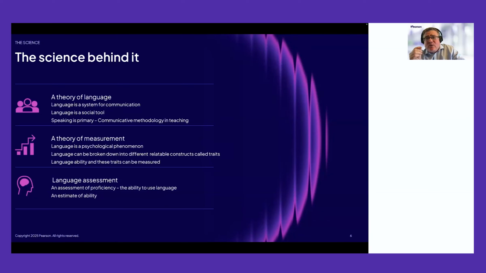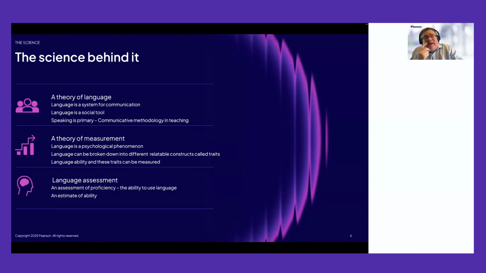So how are we measuring that phenomenon? This is something intangible. You can't see it. You can hear it, as you're hearing me today. You can read it. You can listen to it. But language itself and language ability is an innate psychological phenomenon. So how do you measure that? And what is that made up of?